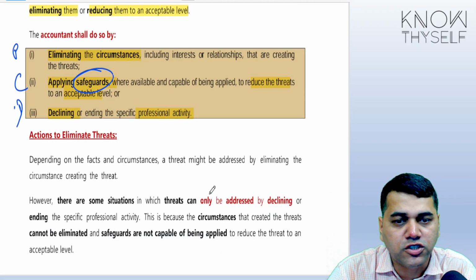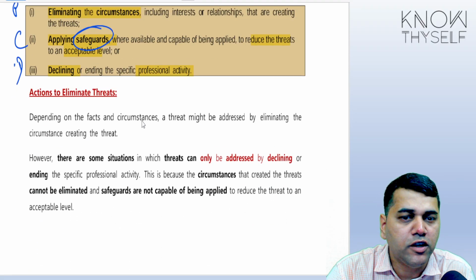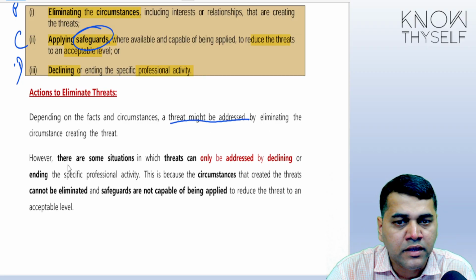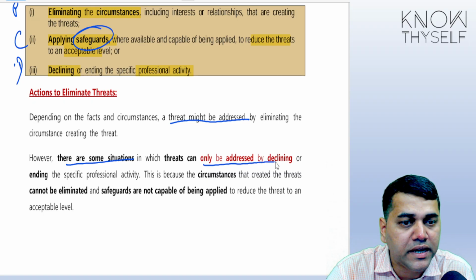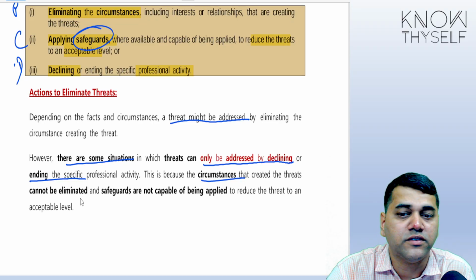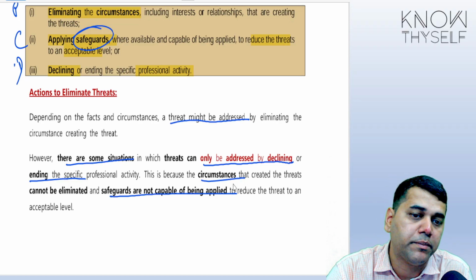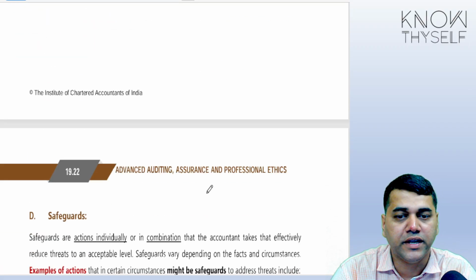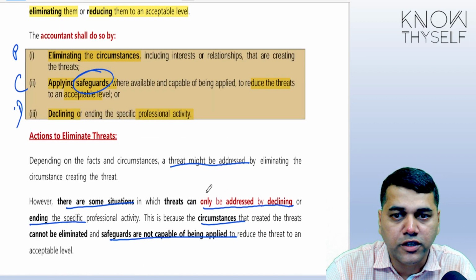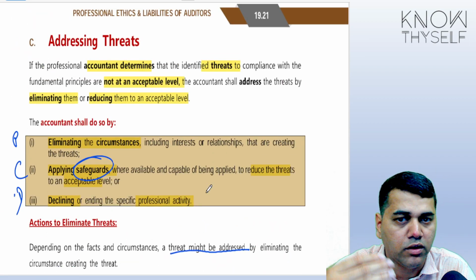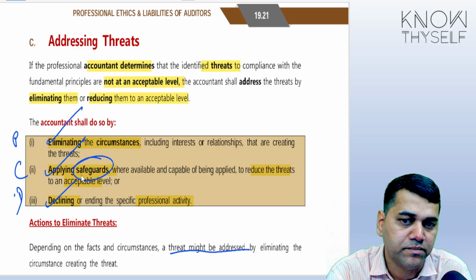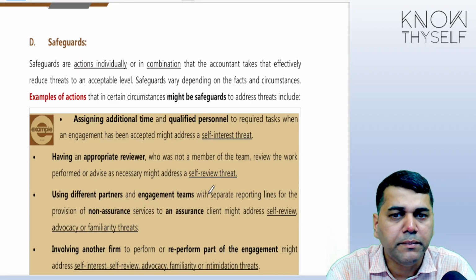Now, what are the actions to eliminate? However, depending upon the facts and circumstances, that may be addressed by eliminating the circumstances. There are some situations where the threat can only be addressed by declining or ending the relationship. This is because the circumstances cannot be eliminated and safeguards are not capable of bringing it to an acceptable low level. Okay, so now what are those safeguards? First of all, we understood how to address the threat by elimination, safeguard, declining. Okay, now coming back to the safeguards.